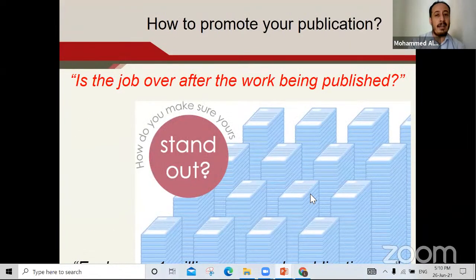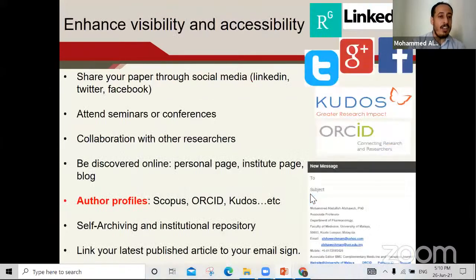Since millions of articles are published per year, you have to promote your work. This is the last part of the article, but it won't take more than 3 minutes. So let's say your article is published. Is this the end? Yes, congratulations. You managed to publish, well done. But this is not the end, especially for the academic staff. You have to promote your article.